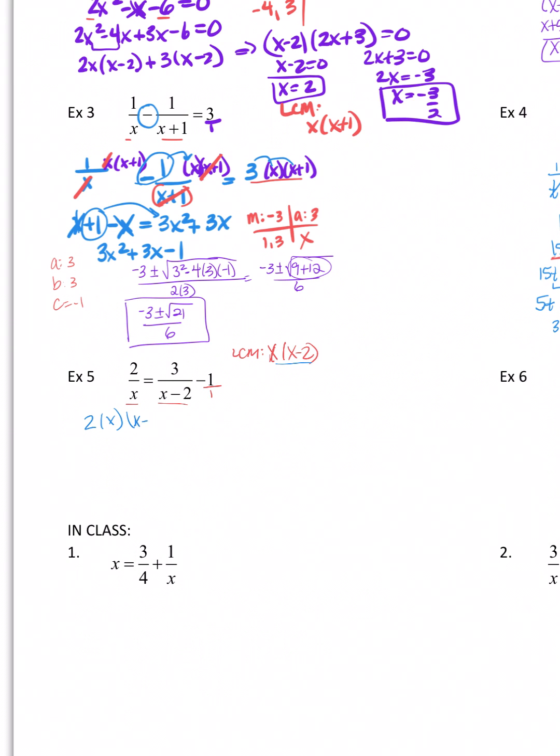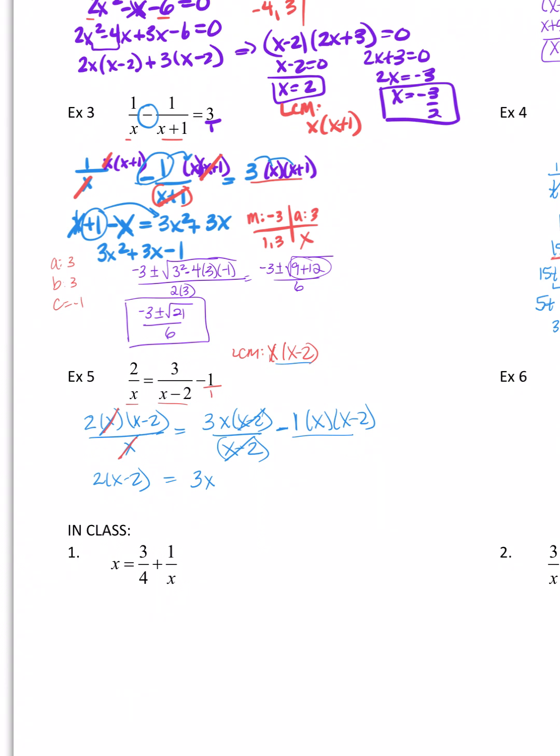So x times x minus 2, all of that over x equals 3 times x minus 2 over x minus 2 minus 1 times x minus 2. All right, let's reduce some stuff here. Let's get rid of some things. So these x's will cancel. Hopefully you see that. What's left over is this 2 times x minus 2. Here, look, the x minus 2 binomial will cancel out, and all that's left over is the 3x.